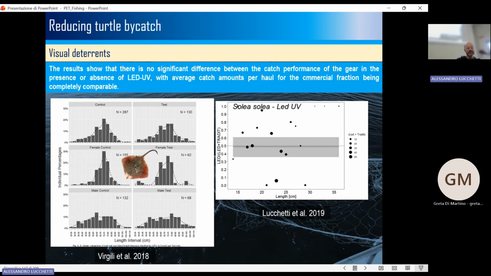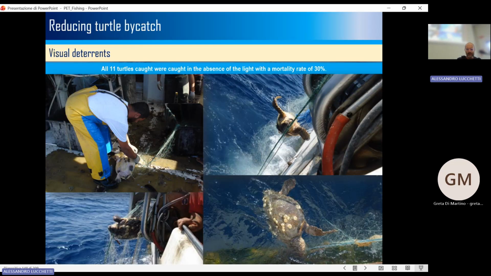And again, here we demonstrate that there was no commercial loss, especially as the main target was the common sole. I don't want to explain the graph; this is a catch comparison based on the length of the species, but there is no commercial loss. While in the traditional net, we caught, I don't remember how many turtles. Exactly in the experiment, only 11, but we monitored these vessels for 2 months during summer, and they caught something like 70 turtles here in the Adriatic.